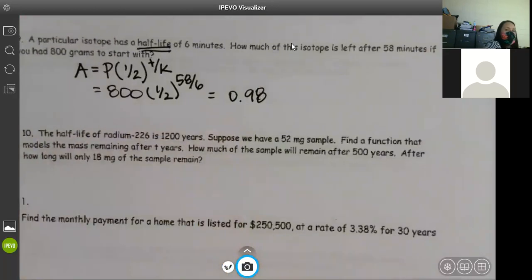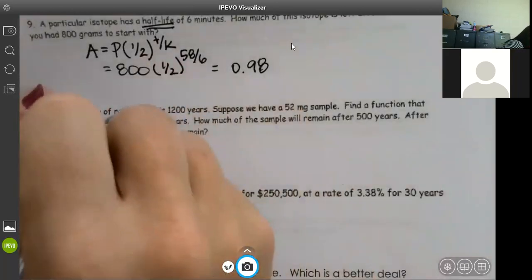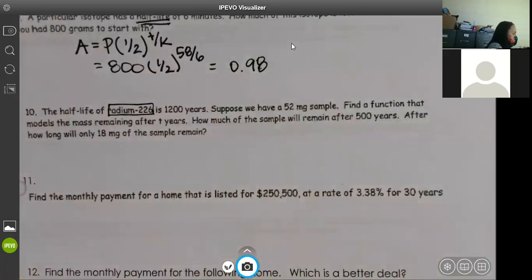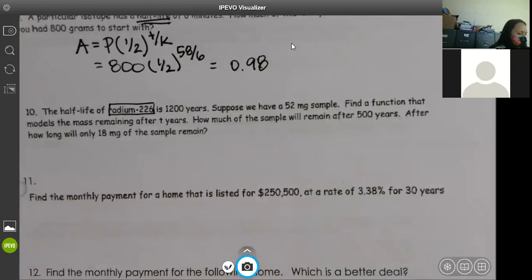The half-life of radium-226. This right here is just the name of it. That 226 has absolutely nothing to do with anything, okay? That just tells you what the isotope is, okay? Is 1,200 years. So see, this one takes 1,200 years to split in half. So if you had 1, it would take 1,200 years for you to have half of it left, okay? Suppose we have 52 milligram sample. Find a function that models the mass remaining after T years. How much of the sample will remain after 500 years? After how long? There's a bunch of questions in this.